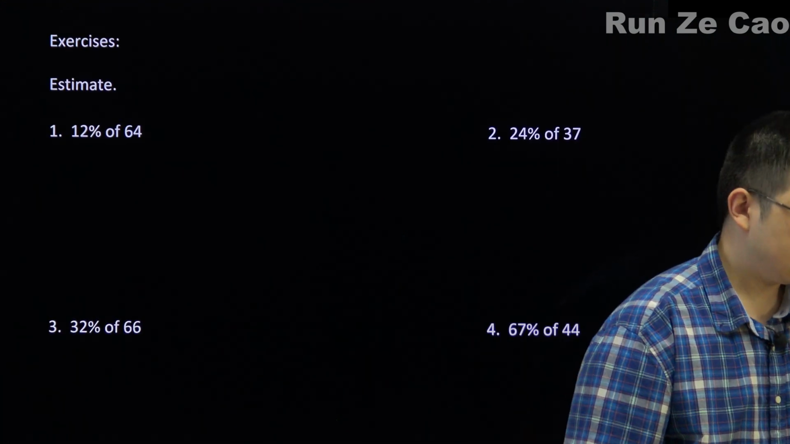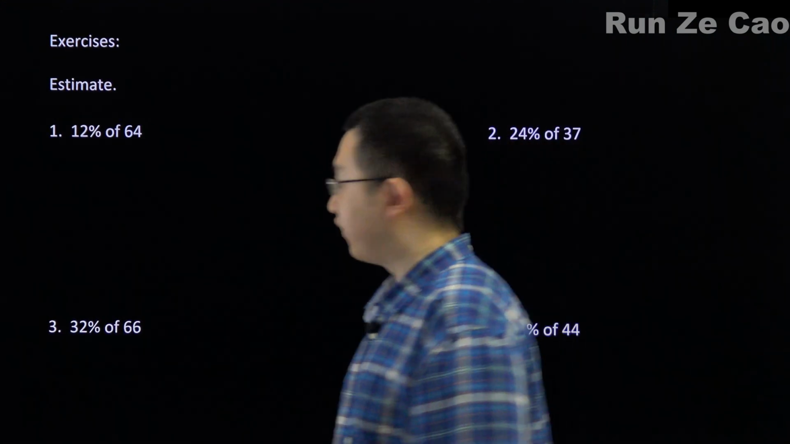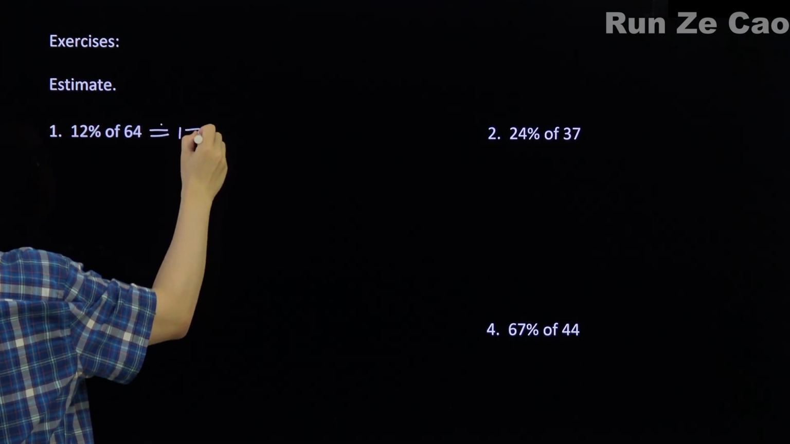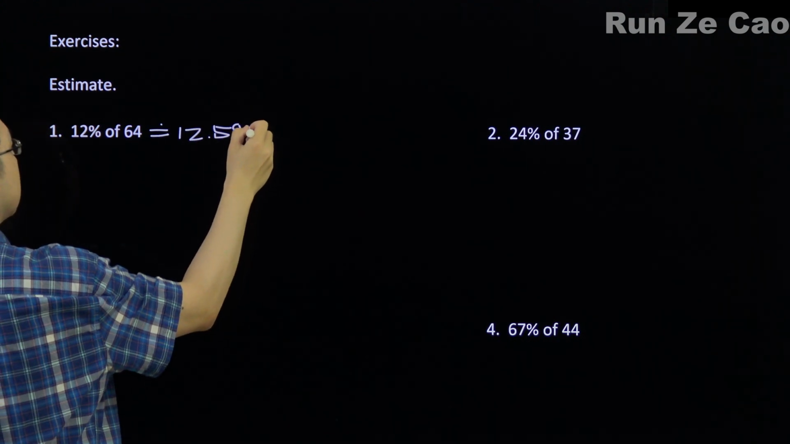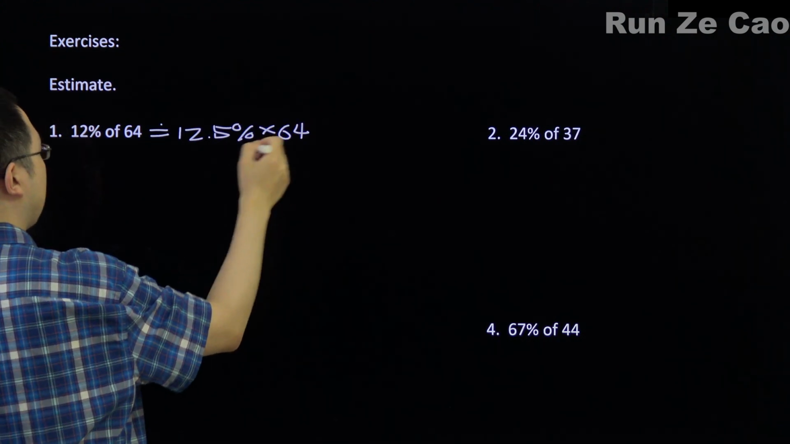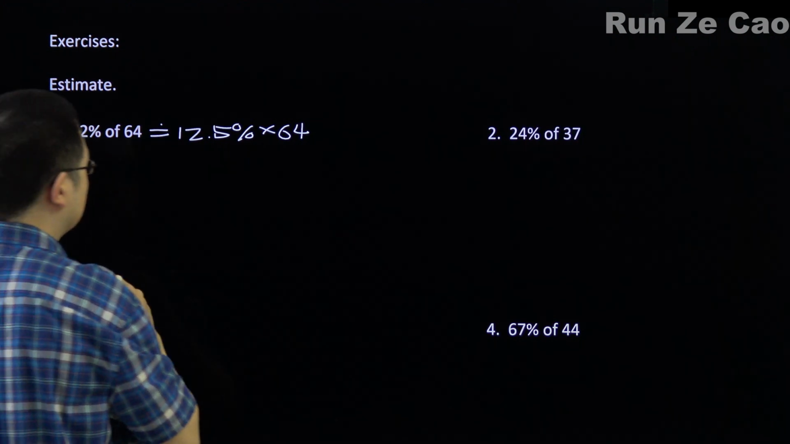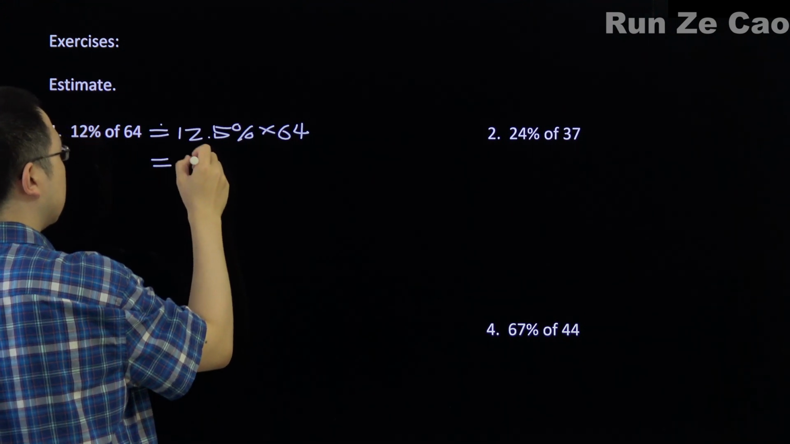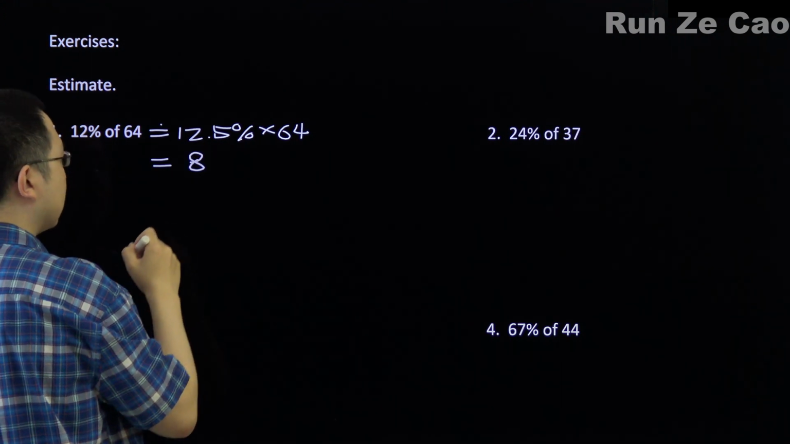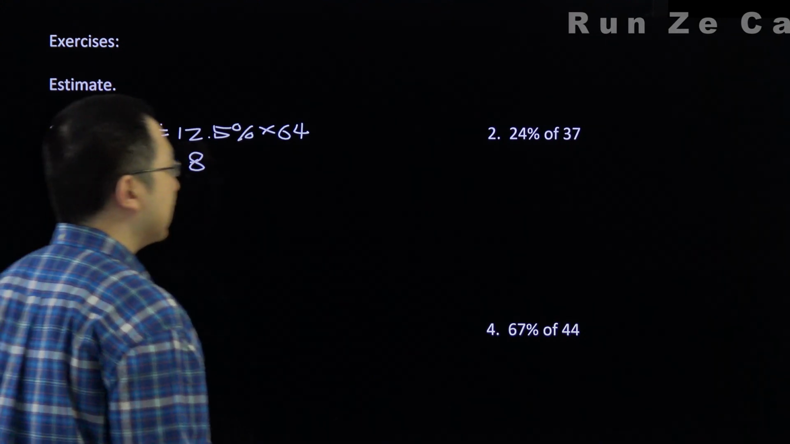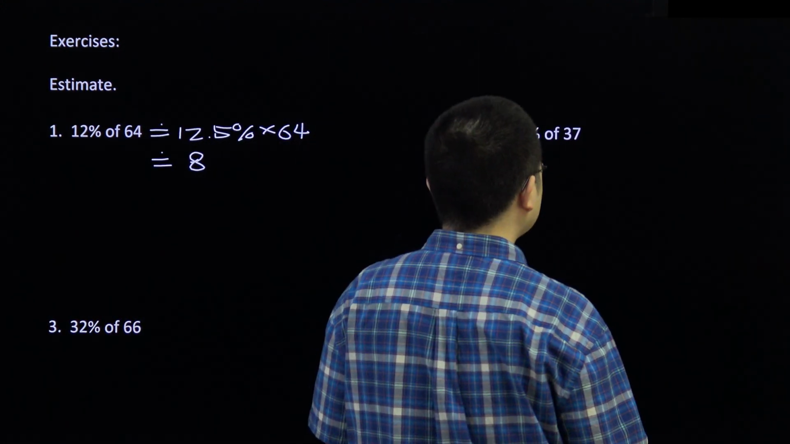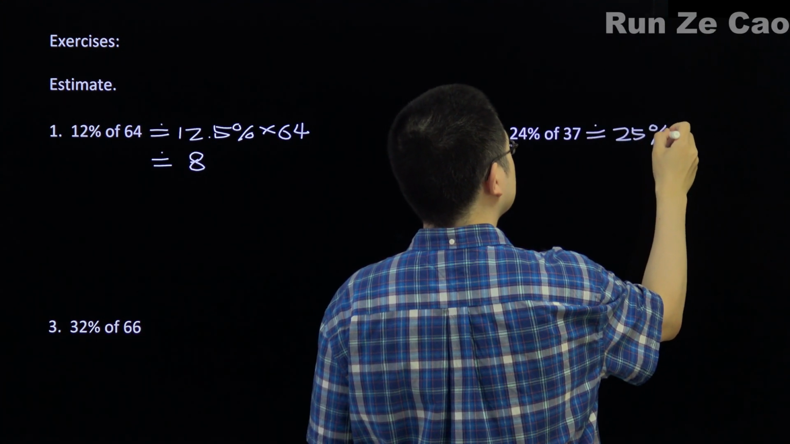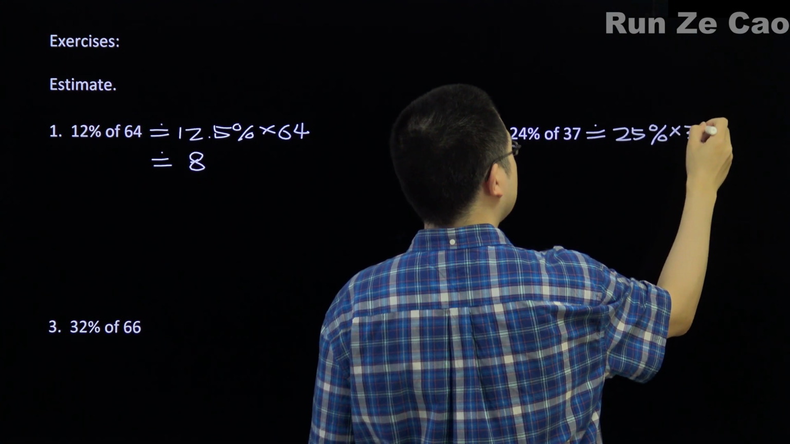Exercises. Estimate 12% of 64. Well, it's approximately equal to 12.5% times 64. And we know that 12.5% is 1/8. So 1/8 times 64 is 64 divided by 8 equals 8. It's approximately 8. 24% of 37 is approximately 25% of 36.